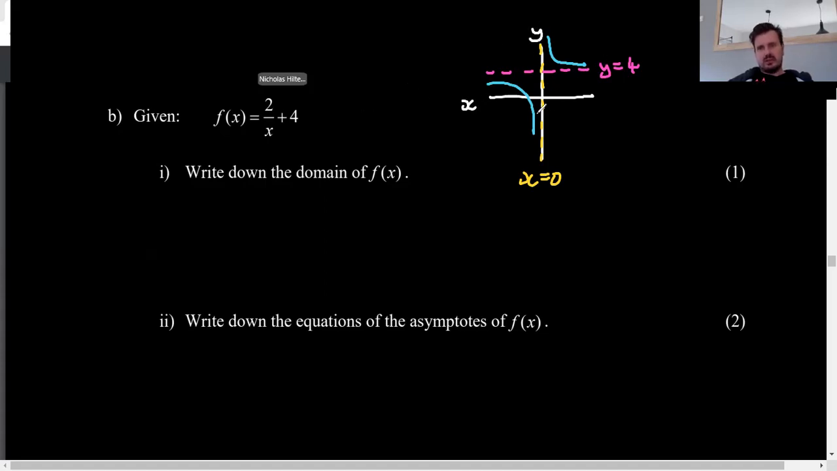So it's in between these quadrants. If you didn't have the +4, it would be like that, where the blue lines are. But because it's +4, it's shifted up by 4.